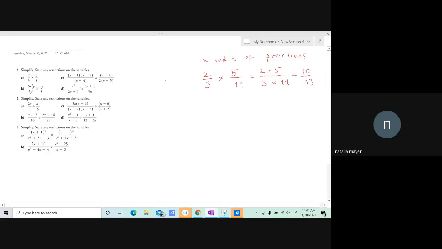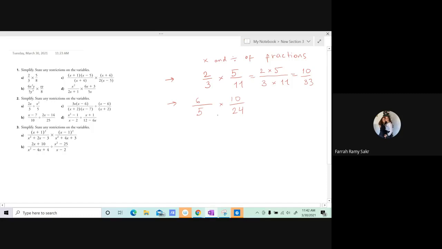Now, let me give you another example, which is less straightforward. For example, I want to multiply 6 over 5 by 10 over 24. So I want to ask you, can I simplify the fractions before multiplying? Yes. If yes, then how? I'm asking how to simplify them before we multiply.